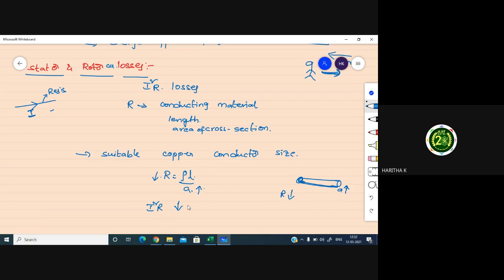So what are the compensation methods to reduce these stator and rotor copper losses? We have to select the proper conductor size. Then the resistance will be reduced. Thereby, I square R losses can be reduced. And one more thing, you have to select rotor conductors with higher cross-sectional area in an induction motor. Then it reduces the resistance. Thereby, we can reduce the I square R losses.